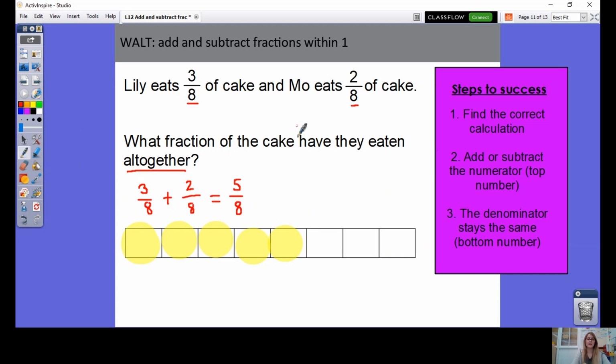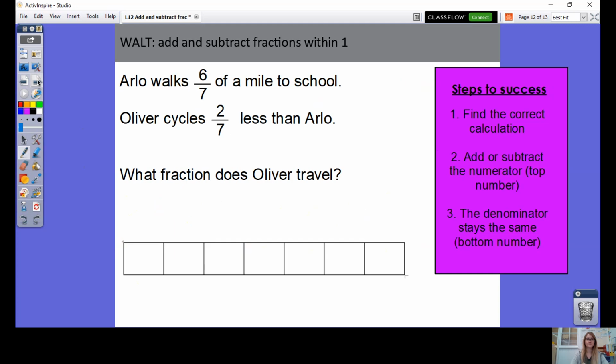So what fraction of the cake have they eaten altogether? They have eaten 5/8 of cake altogether. Let's look at another example, which is subtraction.